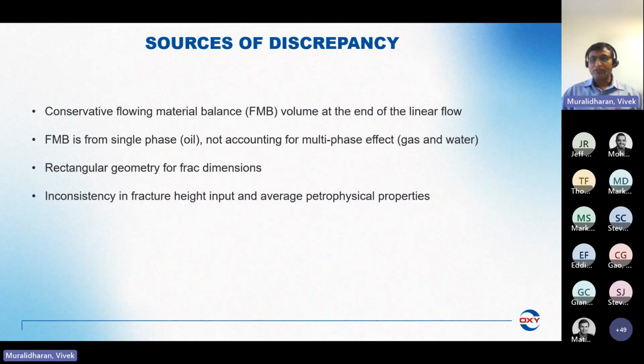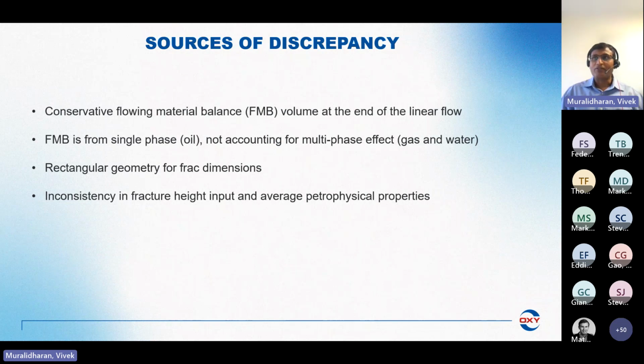Most of the time we simplify the fracture geometry for easy calculation. When you convert to a rectangular geometry, it's much easier to solve the equation. That is why we do that. But that also introduces a lot of inconsistency with what is going on in reality. And the last one is inconsistency in the fracture height input. I've seen so many theories floating around: what is the fracture height input that we should be putting in the RTA?